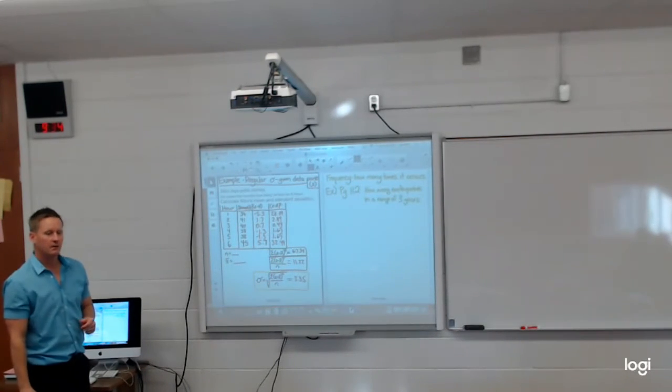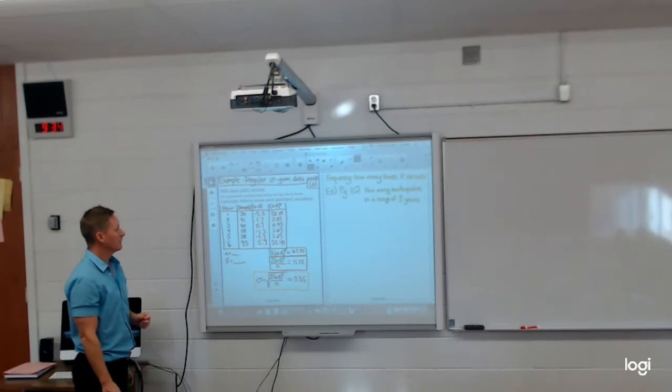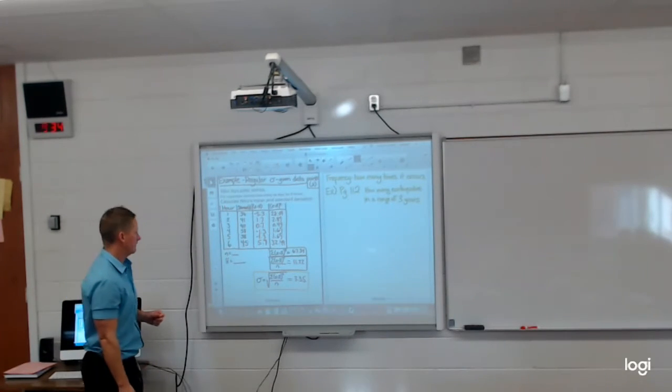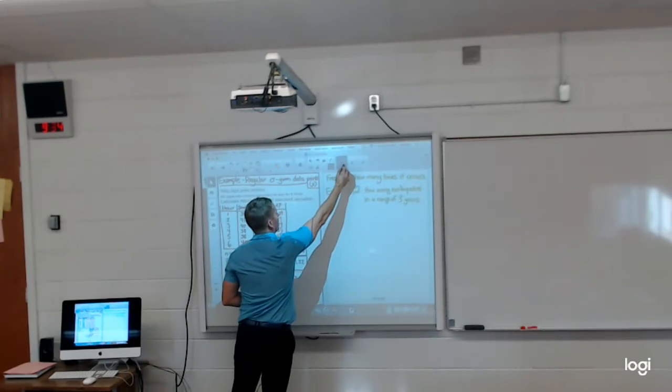Can you switch the paper thing to the notes? Step by step. Yes, notes, okay. I'll come back to it. I want to erase this off of here.